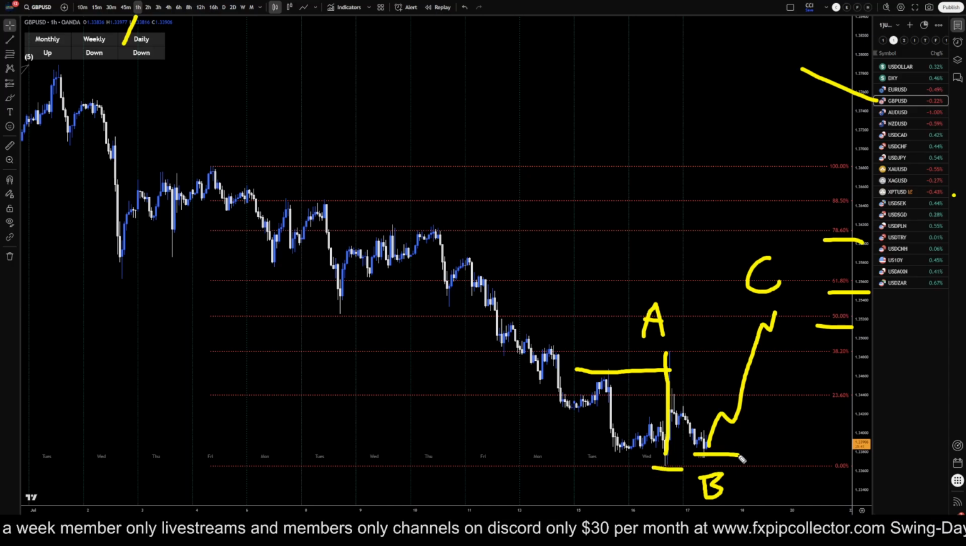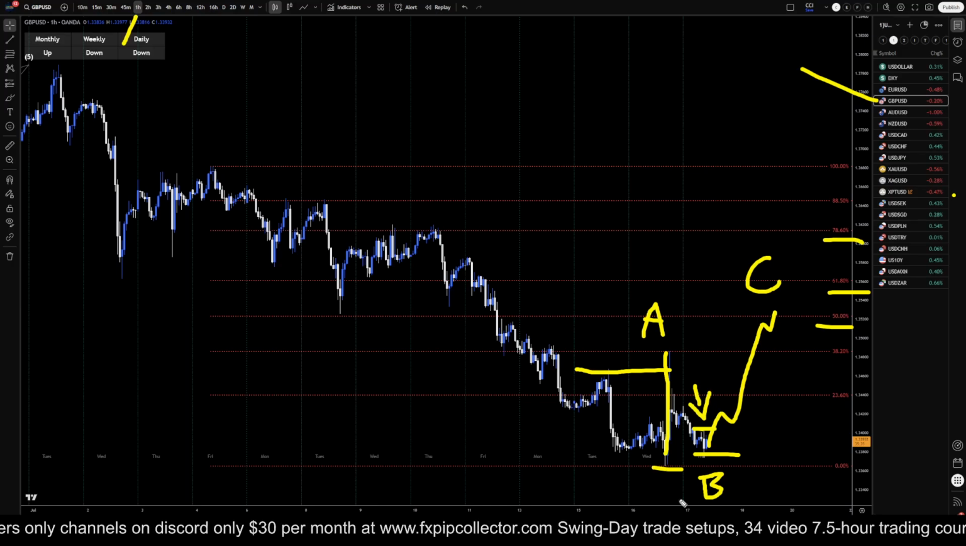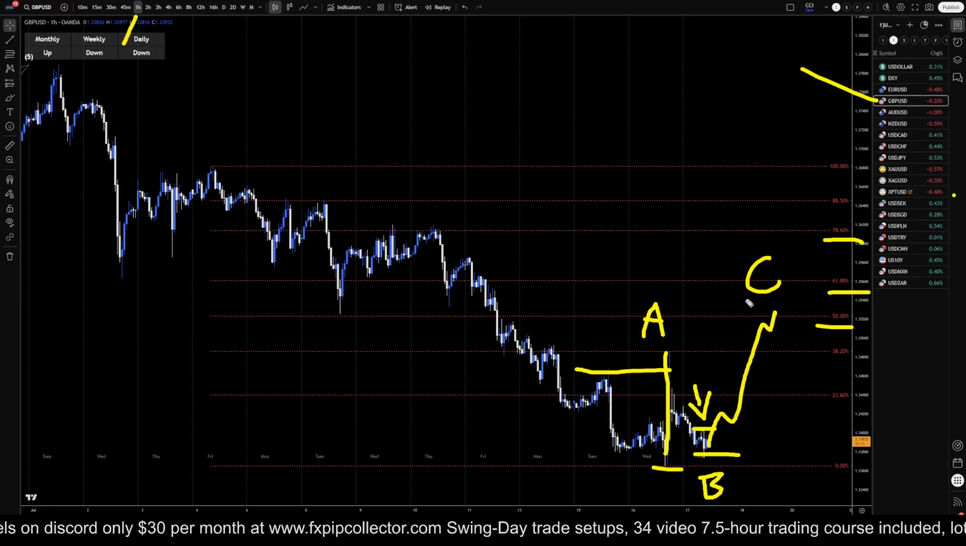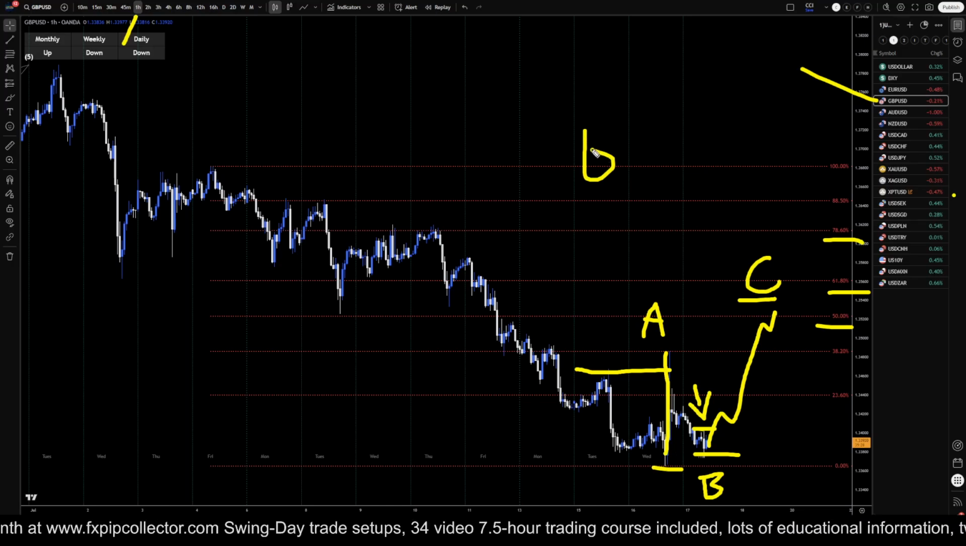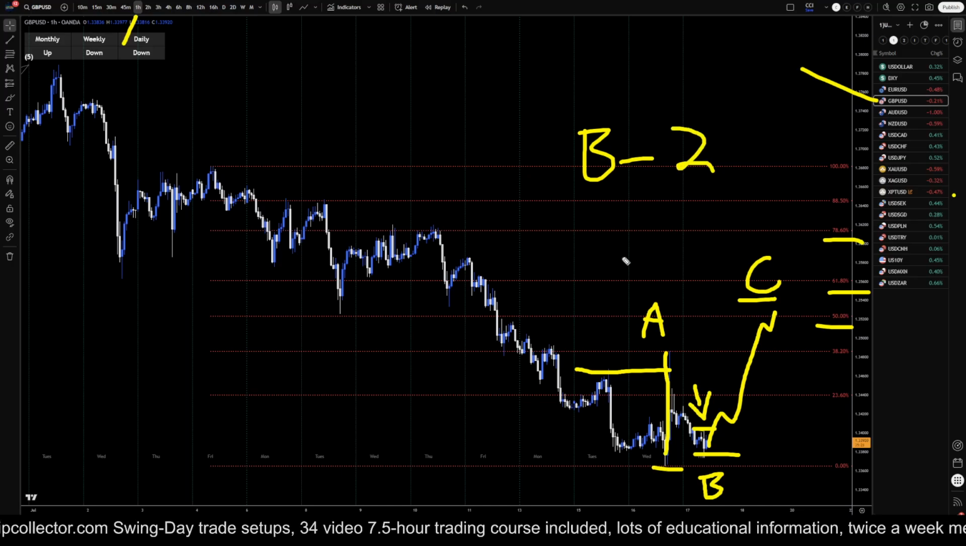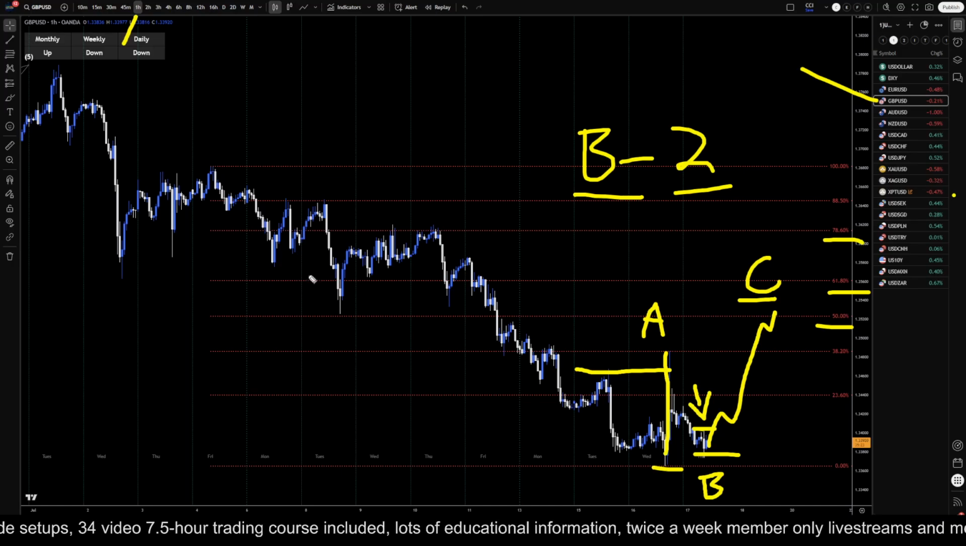If it does make a higher low, engulfing up, especially if you get a little break of structure right there on maybe the 30-minute, 15-minute time frame, that is what's likely going to tell you that it's going up for wave C. Whether it's an ABC of B or the ABC of 2, I don't really think it matters because luckily a wave B and a wave 2 is traded exactly the same.